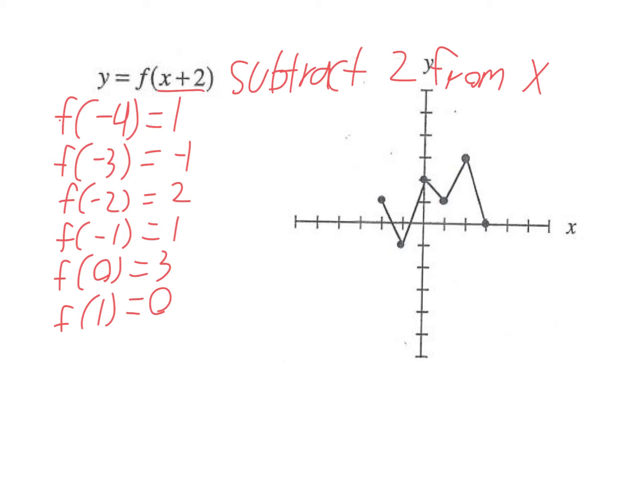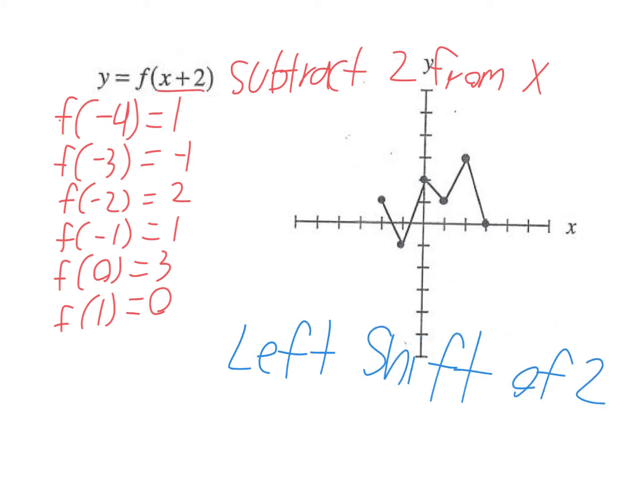If we were to plot this out, we would see that we've actually shifted everything 2 units to the left. So subtracting 2 from x, doing the opposite of what's in the parentheses, will lead to a left shift of 2.